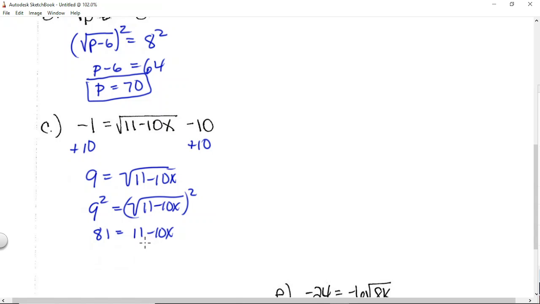We'll subtract 11 from both sides, and we get 70 equals negative 10x. Divide both sides by negative 10, and we get negative 7 equals x. And that's our answer. x is negative 7.